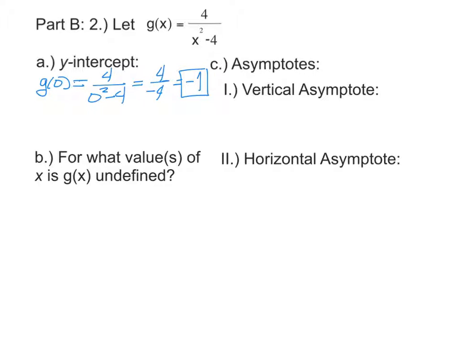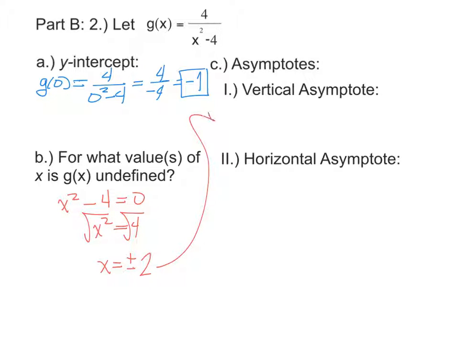For the next part, for what values of x is g of x undefined? That always happens when the denominator is equal to 0. So we have this x squared minus 4 is equal to 0. We can go ahead and solve that. x squared is equal to 4. When we take the square root, x is equal to plus or minus 2.